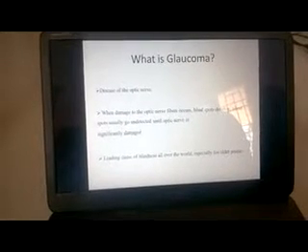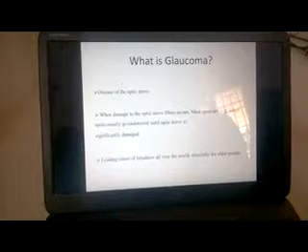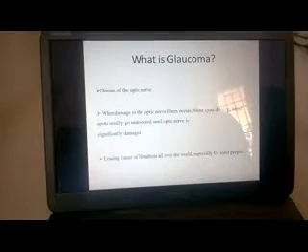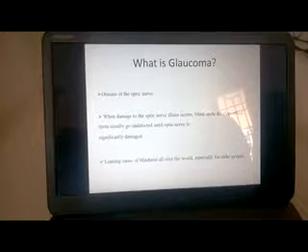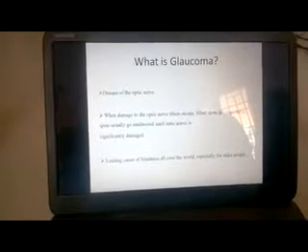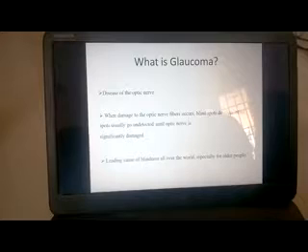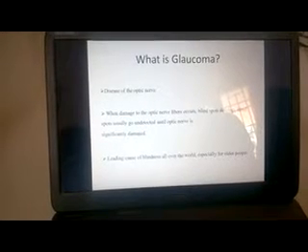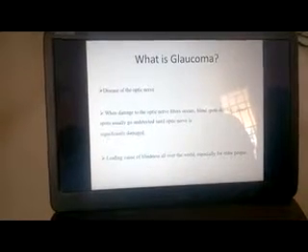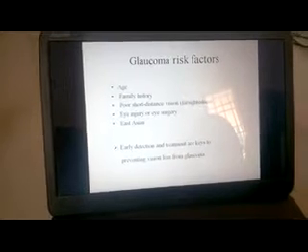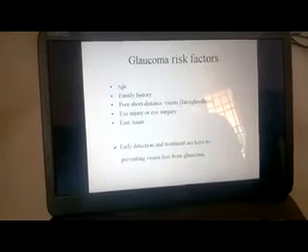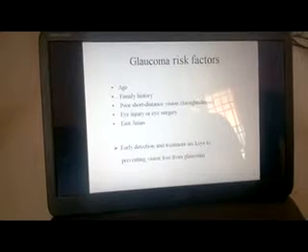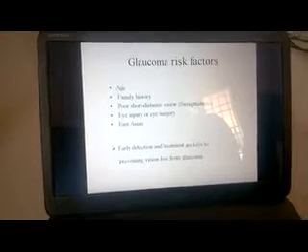while an equal amount flows out of the eye through a microscopic drainage system. Glaucoma: disease of the optic nerve. When damage to the optic nerve fibers occurs, blind spots usually go undetected until the optic nerve is significantly damaged. It is the leading cause of blindness all over the world, especially for older people. Risk factors: it can affect due to age, family history, poor diet, and eye injury.